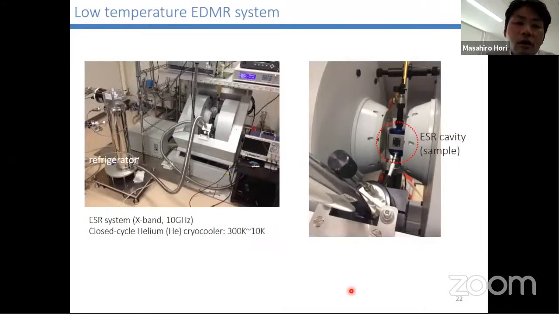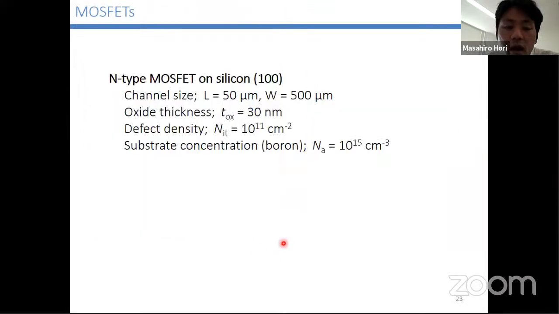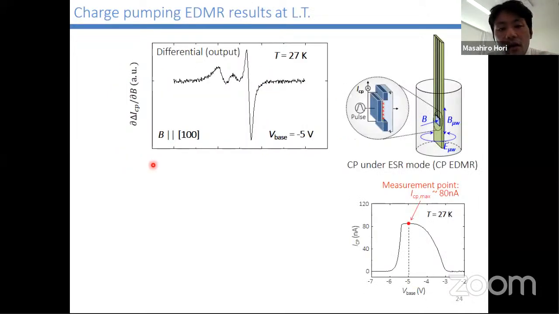Then we measured the low temperature charge pumping EDMR. This picture shows the low temperature EDMR system. By using the refrigerator, we measured at 10 Kelvin. We measured a conventional n-type silicon MOSFET. The details are shown here. So let me show you the result of charge pumping EDMR at low temperature, here at 30 Kelvin.